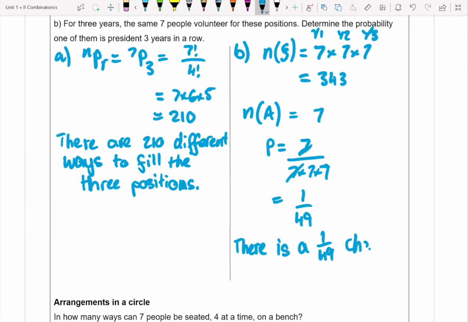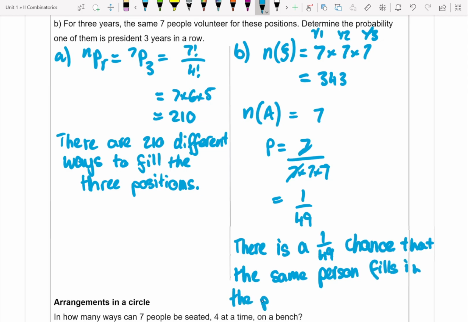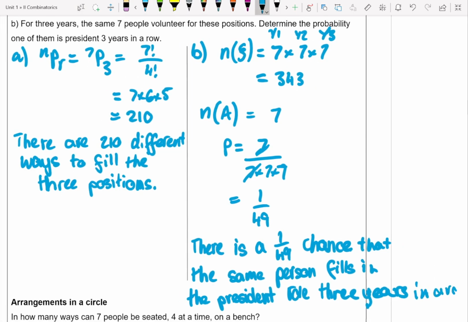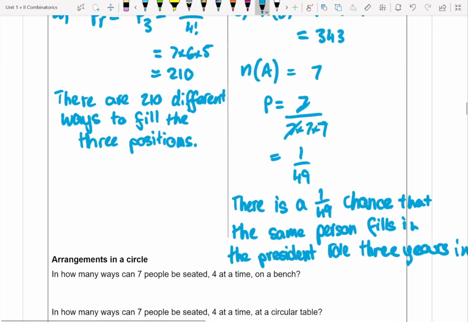So we write that out. 1 in 49 chance that the same person fills in the president role 3 years in a row. Right, that's off to the side there.